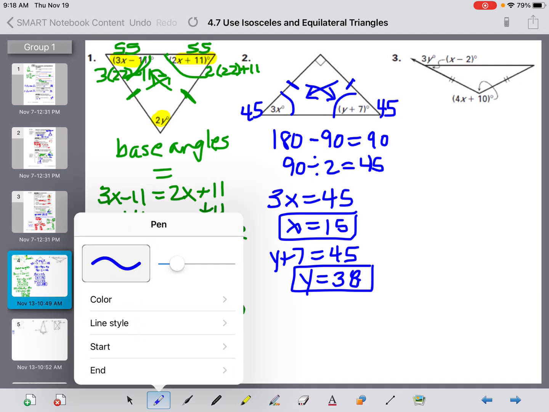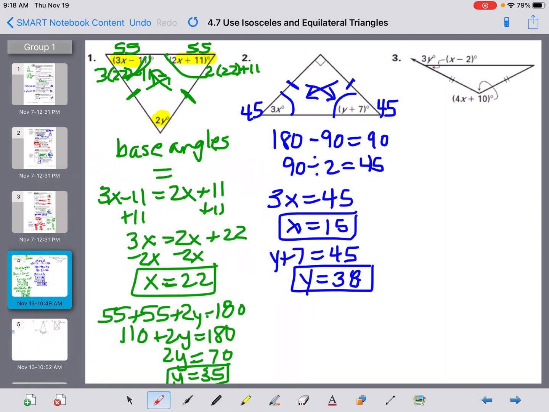Speaking of, it's not always the same each time. Let's look at this one. I have an isosceles triangle again. And this angle over here is x minus 2. I have this outside angle is 3y. Well, I definitely want to avoid that while I'm working with my x's. So I know those are 180, but I don't really want to do that.